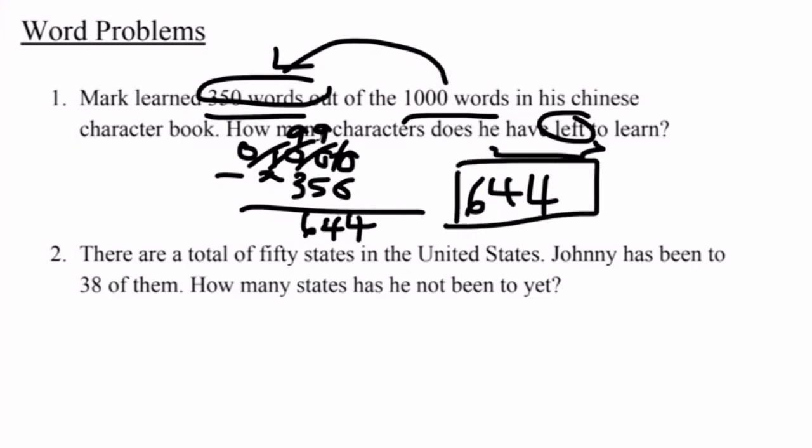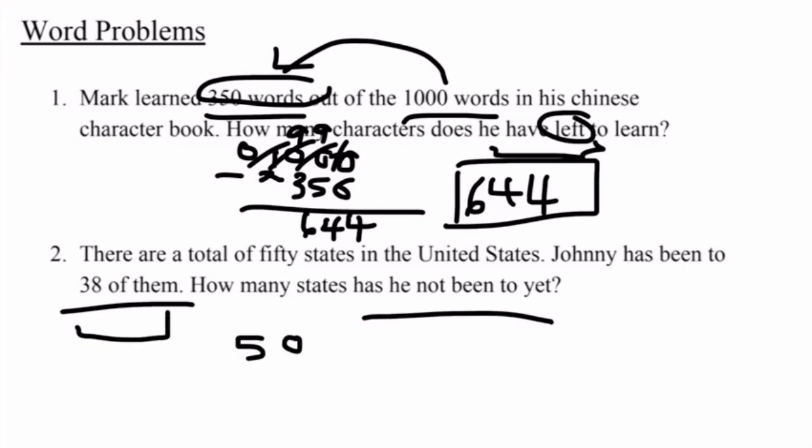Number 2, there are a total of 50 states in the United States. Johnny has been to 38 of them. How many states has he not been to yet? It's asking us how many states he has not been to yet, so we can indicate that this is a subtraction problem, because we want to know how many states he hasn't gone to yet, and we know that he went to 38. So we need to subtract 50 minus 38.